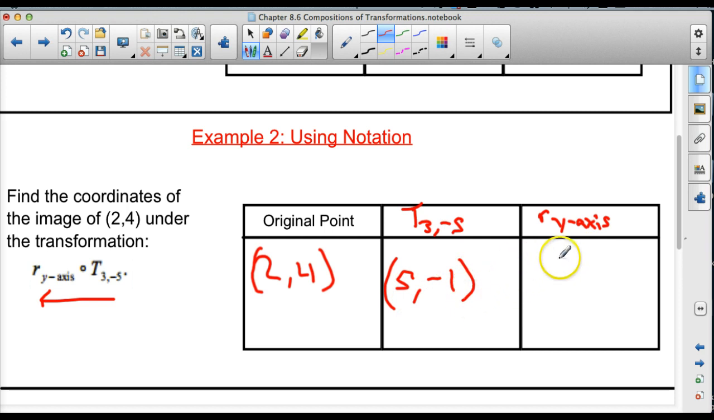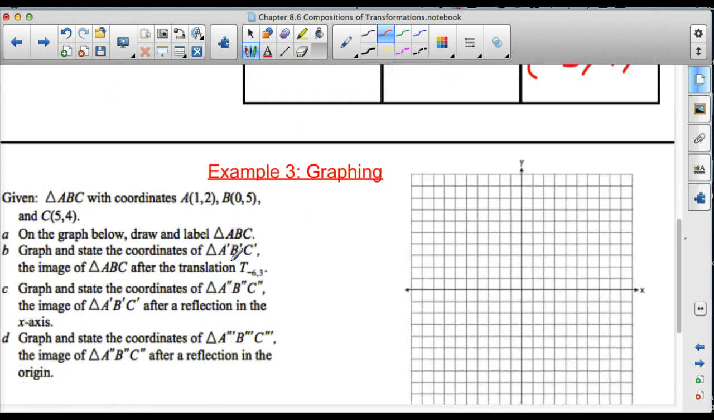Now if you remember, a reflection in the y-axis, I'll write the rule down for you. After you reflect in the y-axis, all we do is we negate the x, or we change the sign of the x. So we're just going to change the sign of the x in this one and leave the y alone. So our final answer will be negative 5, negative 1. I got ahead of myself there. And that's it. That's your final answer. So if they use notation, just think right to left, and you'll be good to go, and then just work your points through. Now let's look at example 3.